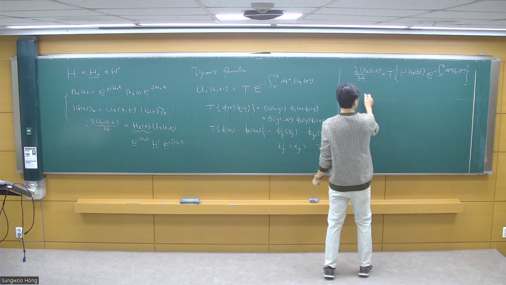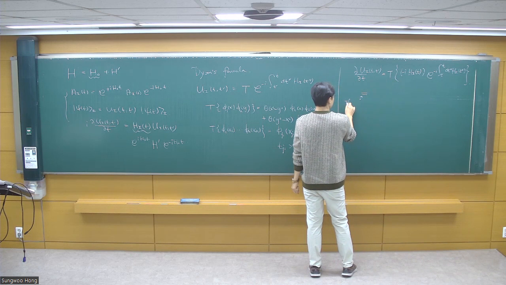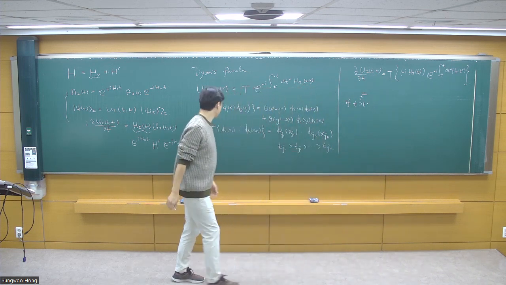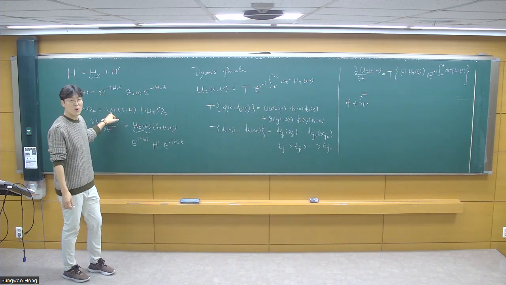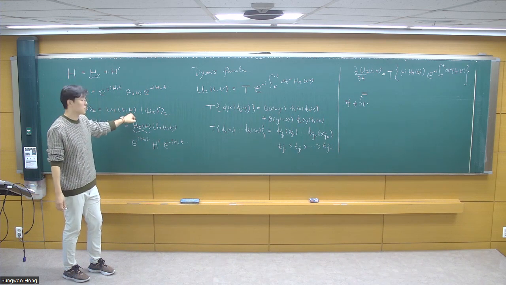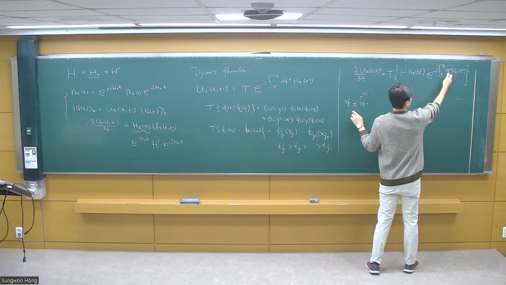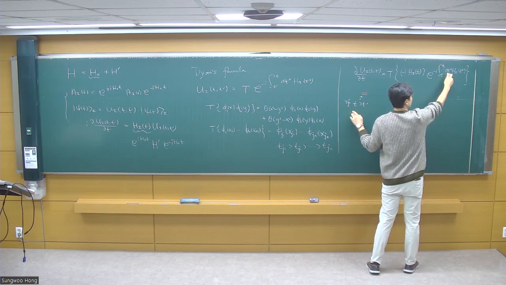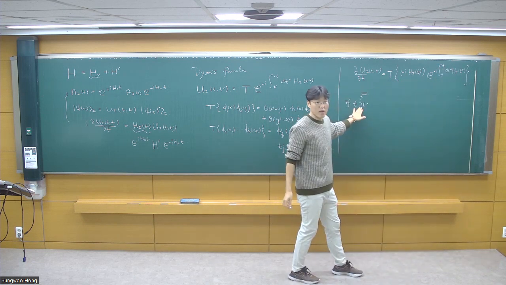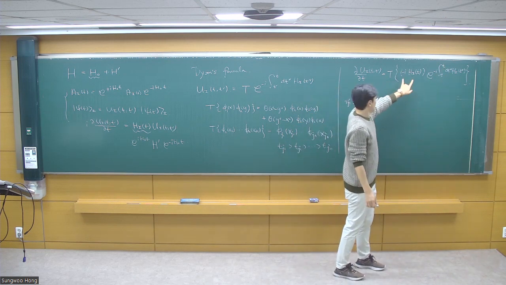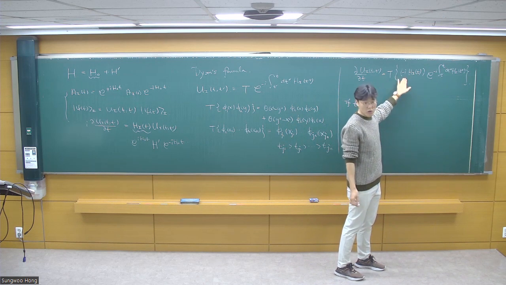Now here is a very important thing. If t is greater than t prime, which is sensible to ask because this is time ordered, naturally this is a smaller time than this, so it makes sense to assume that. Then I'm integrating over t prime, which ranges from t prime to t, and over t double prime, which also ranges from t prime to t. So t appears to be the largest time here, right? So it makes sense that this actually comes to the leftmost.